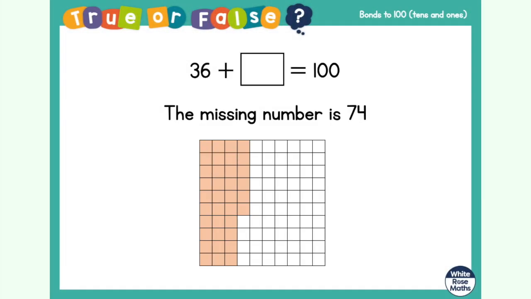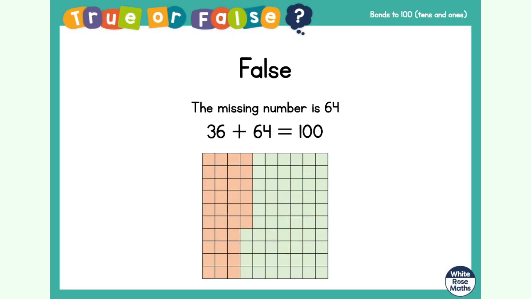So hopefully you've had a great time working through today's lesson and are ready for a couple of extension questions. The question today, true or false? 36 add something equals 100. The missing number is 74. True or false? And have a look at that square with 100 squares in it to help you. True or false? Pause and think about your answer.